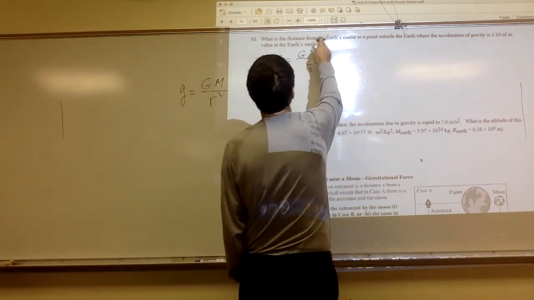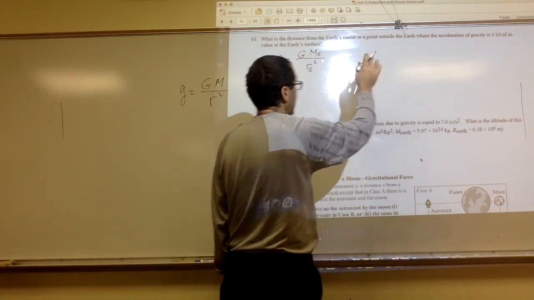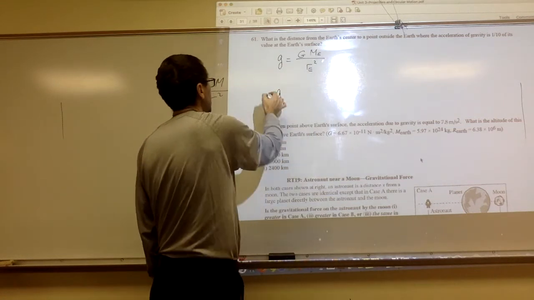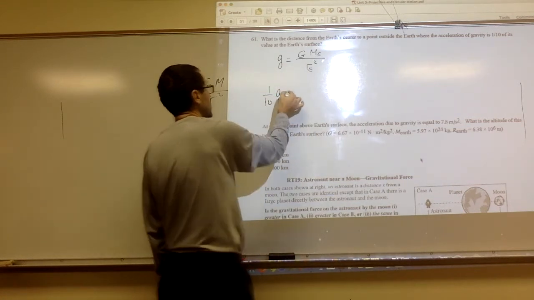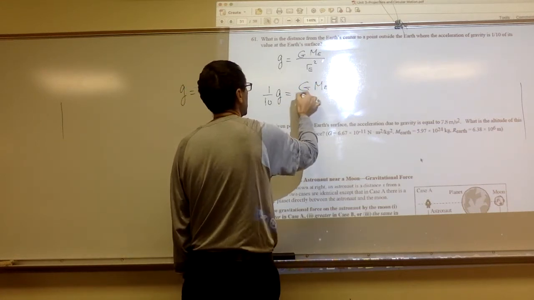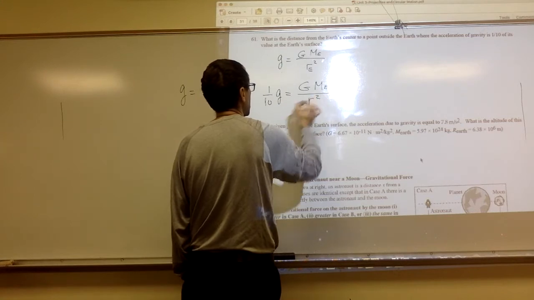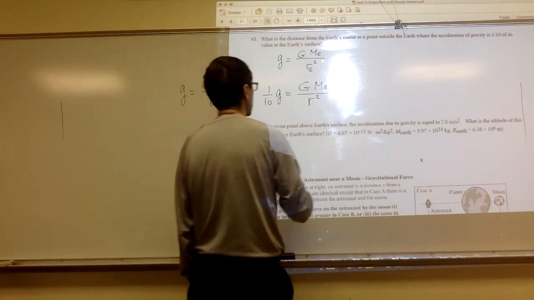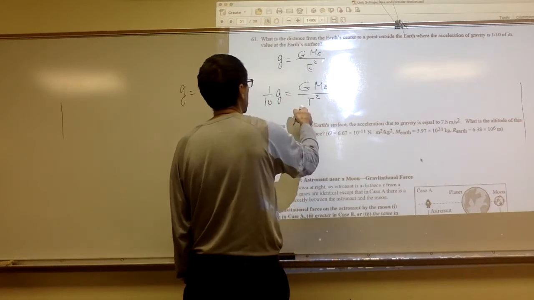Okay, so we're looking at from the center, so we don't have to worry about the height or anything like that. Now, g at this other location is 1/10 of what it is on Earth. And that's big G, the mass of Earth, over this radius squared. Okay, now we have to find out what this R is.